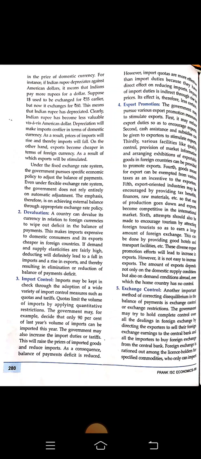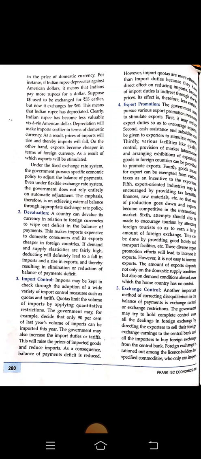Next, we are having devaluation. Our country can devalue its currency in relation to foreign currencies to wipe out deficits of the balance of payment. This makes import expensive to domestic consumers, and its export cheaper to the foreign countries. If demand and supply elasticities are fairly high, devaluation will definitely lead to a fall in the import and a rise in export, and thereby resulting in eliminating or reducing of the balance of payment deficit.